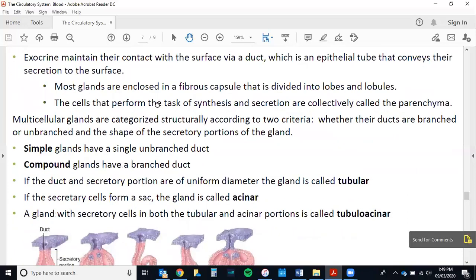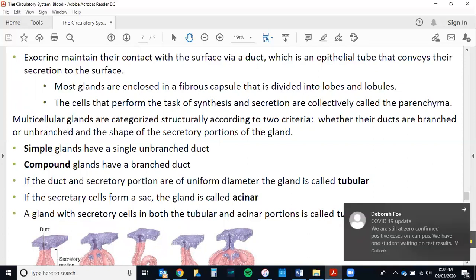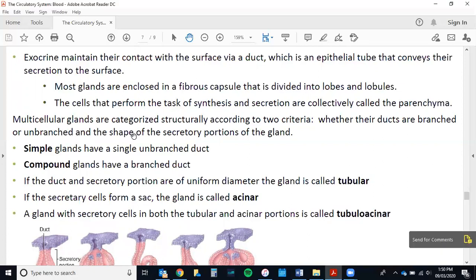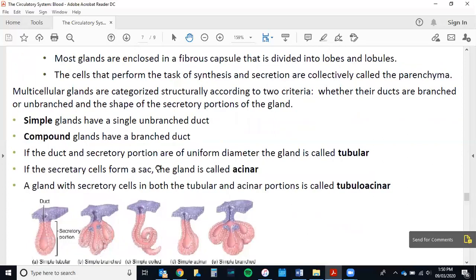Exocrine glands are like the sweat glands and oil glands in our skin. A key feature of those is that they have a duct, an epithelial tube, that conveys their secretion to the surface. Other examples of exocrine glands would be salivary glands that secrete saliva into the interior of the mouth, and various digestive glands in your stomach and intestines. There's a lot of exocrine glands throughout our body. Most of these exocrine glands are enclosed in a fibrous capsule, dividing the entire structure into smaller lobes and lobules, just subunits and smaller subunits. The cells that actually perform the task of synthesizing and secreting are called parenchyma. Not super important stuff.